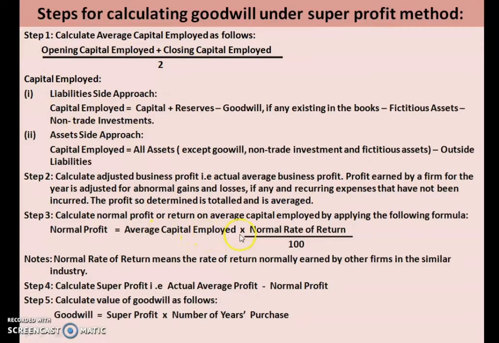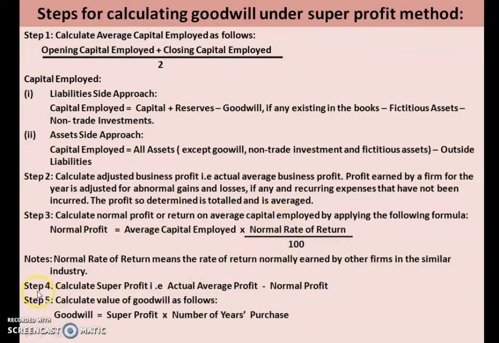Average capital employed into normal rate of return, that will also be provided in the question, that is the normal rate of return, divided by 100. So normal rate of return means the rate of return normally earned by other firms in similar industries. It will be provided in the question, that you have to write.